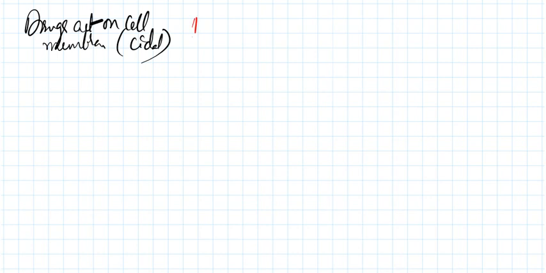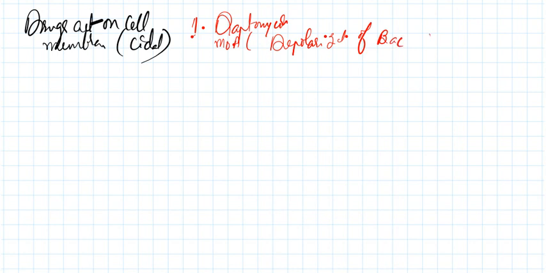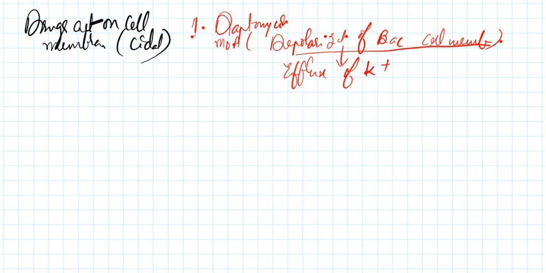First one is daptomycin. It's a lipopeptide. What is the mechanism of action of daptomycin? Depolarization of the bacterial cell membrane. If the bacterial cell membrane depolarizes, what happens? It simply leads to efflux of potassium. The bacteria dies. Simple. Now one more class of drug is polymyxins, which act on the bacterial cell membrane. Colistin is an example.